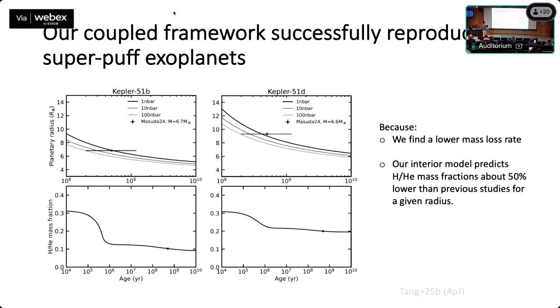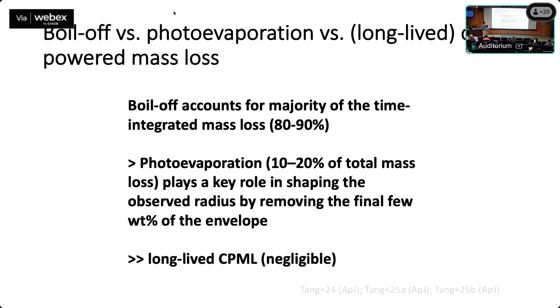You can see it basically removes a huge amount of mass within 1 megayear. After that, the photoevaporation slowly removes material, but plays a minor role in the mass removal. So this leads to the key takeaway here.